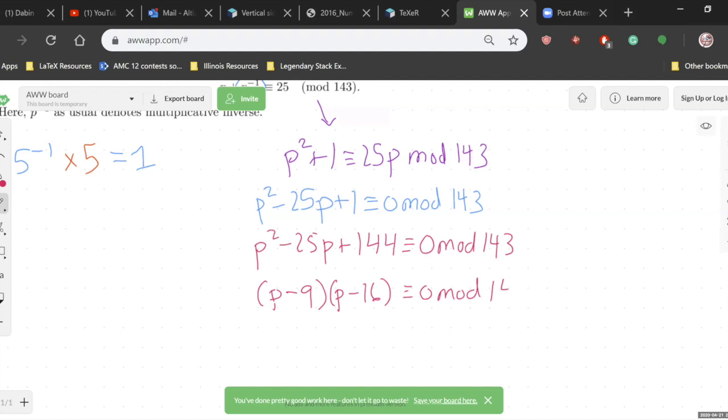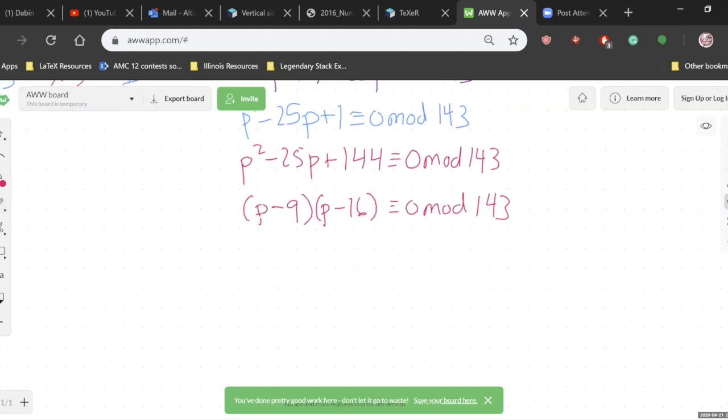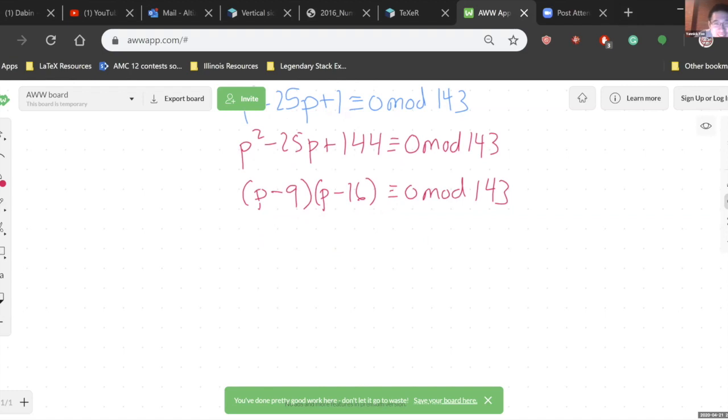So that means that the solutions are p is equal to 9 and p is equal to 16, right? Wait a sec. What's wrong? Why did I phrase that as a question instead of a statement? Because you're not very confident in yourself. That's a personal problem that I struggle with every day.